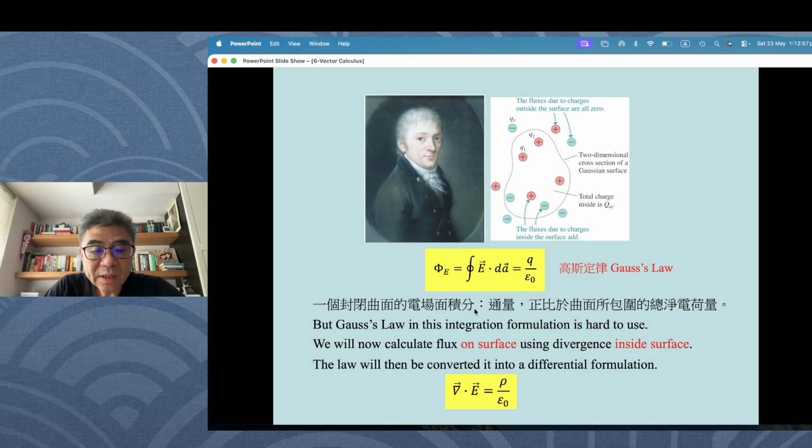Therefore, we would like to convert it into a differential form. The differential form consists of the divergence we have just defined. It is surprising that it could be converted into such a simple form. It says that the divergence of the electric field is proportional to the charge density over epsilon 0. It is so simple. So first, we have to connect the divergence with the surface integral.